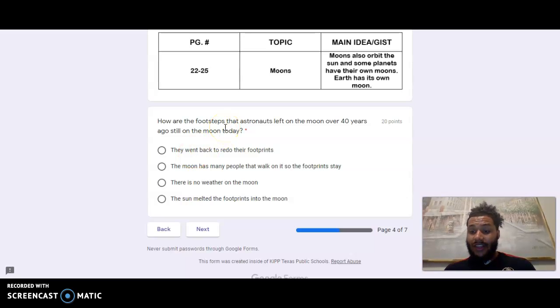So when we were reading that in the text today on page 22 to 25, it was talking about when the first astronauts landed on the moon, remember? And it said on there, how are the footsteps that astronauts left on the moon over 40 years ago still on the moon today? Well, did the astronauts go back to the moon like 30 or 40 years later and redo their footprints? I don't think that they did that, right? It doesn't tell us that in the text.